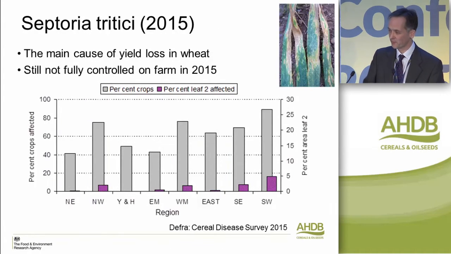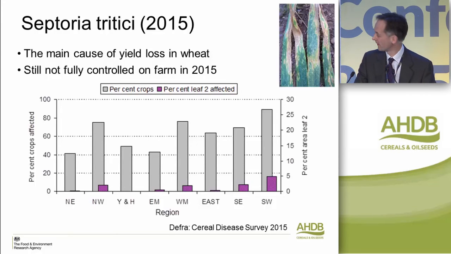Just thinking about Septoria for a moment. Clearly, I don't need to tell this audience that it's the biggest cause of yield loss in wheat, but it's interesting to find that it's still not fully controlled on farm. The Cereal Disease Survey looks at this every June and takes samples from across the country. And when you look at the incidence of Septoria on leaf 2 in June, on average, around 50% of crops have Septoria on leaf 2 in that period.